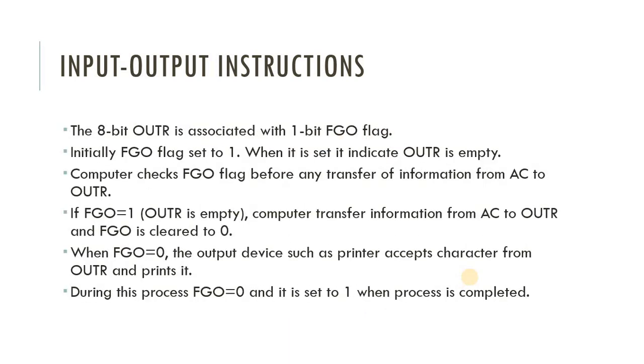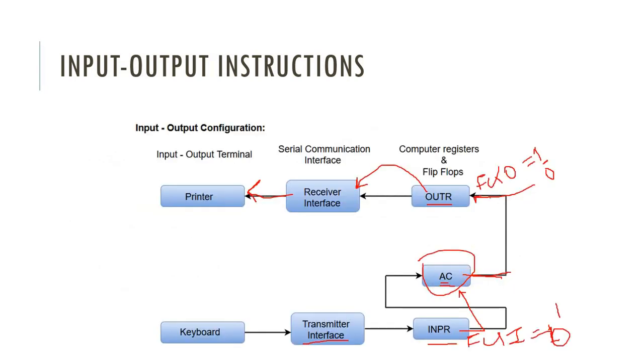So if FGO equals 1, the computer transfers the information from the accumulator to the output register, and then FGO is cleared to 0. When FGO equals 0, the output device such as a printer accepts the character from the output register and prints it. After the process, FGO is set to 1 and the process is completed. Here, when we transfer data from the accumulator to the output register, the flag value equals 1. After the transmission, we change the flag value from 1 to 0. After that, the data of the output register is transferred to the interface, then to the printer, and then the data is printed out. So this is how the complete process works.